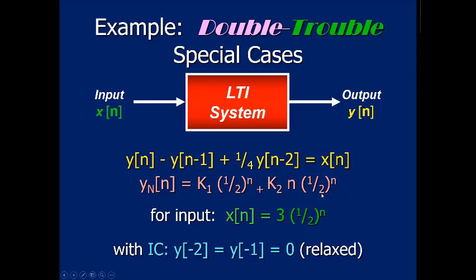Well, we do everything. We would assume our natural response still has the same two forms because it's a repeated root. It would still keep these two forms. But now my forced response would have to be some unknown coefficient c times 1/2 to the n multiplied by not n, but n squared.